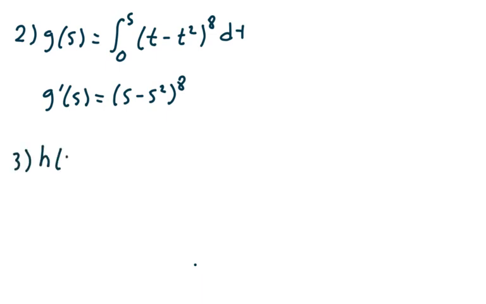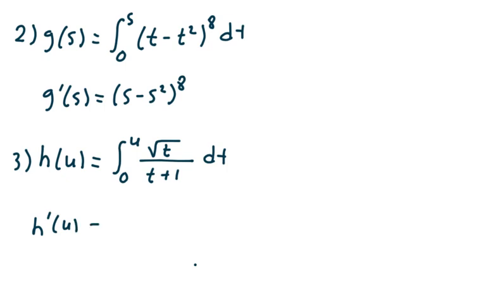Let's take a look at example 3. Suppose h of u is equal to the integral from 0 up to u of the square root of t divided by t plus 1 dt, and I want h prime of u. Well, in the integrand square root of t over t plus 1, we replace t with u. And so we get the square root of u divided by u plus 1.